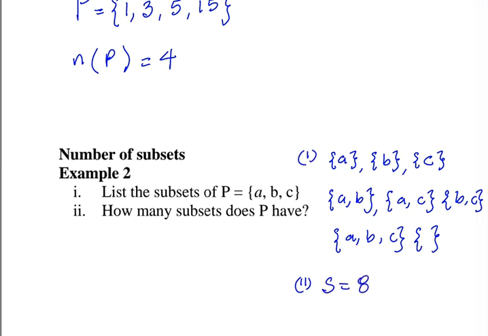All right. Please also observe that the null set is a subset of every set, and every set is a subset of itself. So the null set is a subset of every set, and every set is a subset of itself. Also, the set P, which has 3 elements, has a total of 8 subsets.